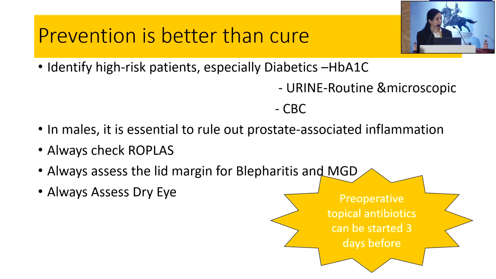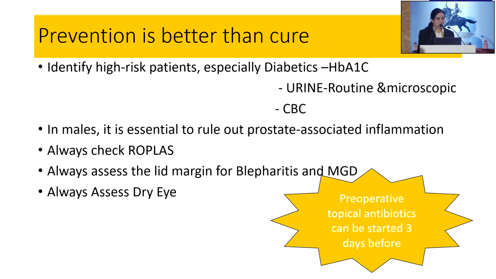Patients bring them and say, "Doctor, look at this checkup." You can keep looking at that. Sometimes they have a UTI, and in those cases the history will tell you, it is clear cut. Yes, sir. So in males, it is essential to rule out prostate-associated inflammation also. Have you seen anyone end up with endophthalmitis from prostate inflammation? I had one patient.